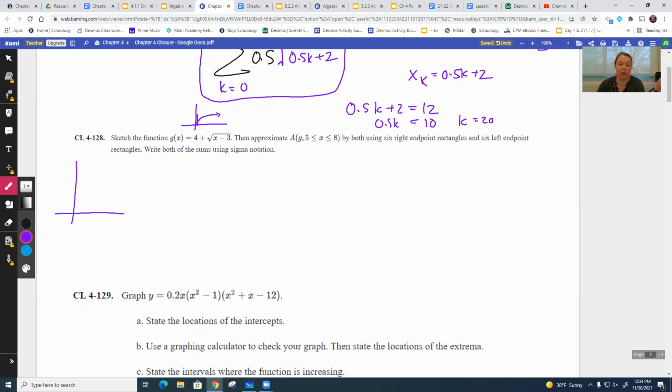So if I'm just thinking about a sketch, instead of going to the right 3, I'm going up 1, 2, 3, 4, like this, and then it's kind of going something like this. But I want it from 5.